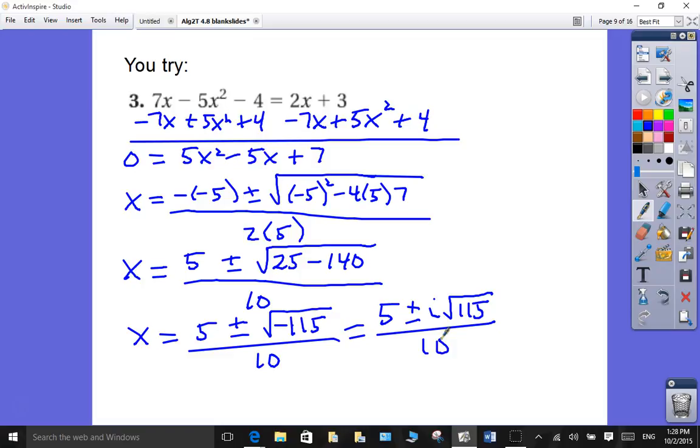So you could write this as two terms. You could write it as 5 over 10 plus or minus i root 115 over 10, and then the 5 over 10 would be a half. I'm sure that's the way the book would have it.